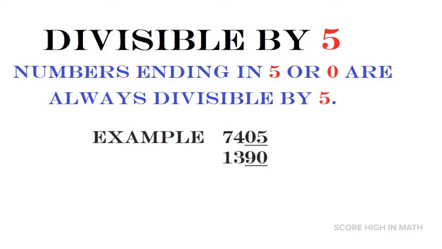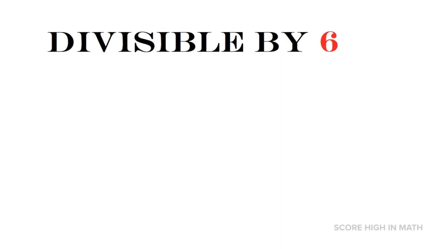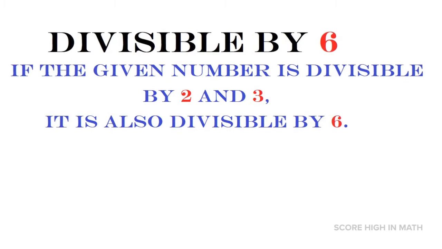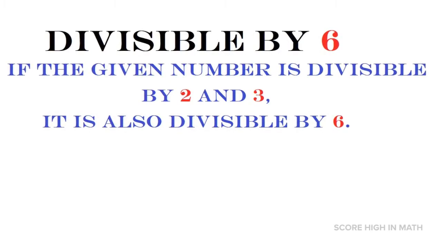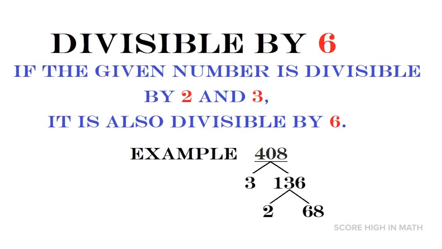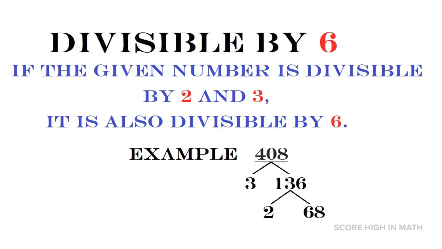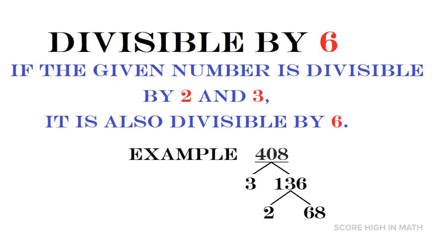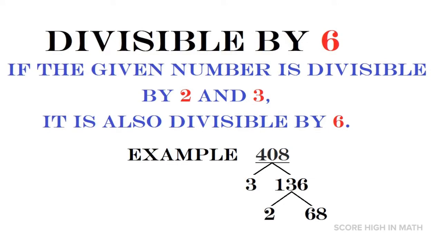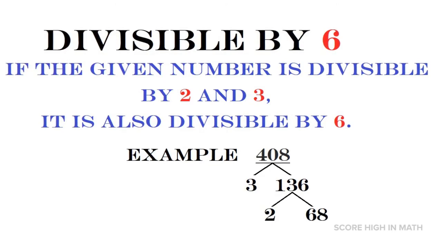It is easy, right? We have now reached numbers divisible by 6. If the given number is divisible by 2 and 3, it is also divisible by 6. Let's work on this example, 408. The factors of 408 are 3 and 136. And the factors of 136 are 2 and 68. Hence, there are factors which are 3 and 2. Therefore, 408 is divisible by 6.